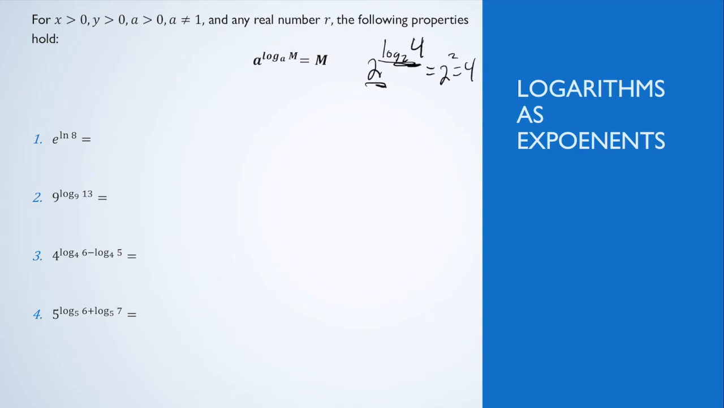So if I have e to the natural log of 8, that's just going to be 8. If I have 9 to the natural log of 13, that's just going to be 13. If I have 4 to the log base 4 of 6 minus log base 4 of 5, we need to rewrite using our quotient property. That gives me 4 to the log base 4 of 6 divided by 5, so my answer is just 6/5. And if I have 5 to the log base 5 of 6 plus log base 5 of 7, we need to use the product property, 5 to the log base 5 of 6 times 7, which is 42. My answer is just 42.